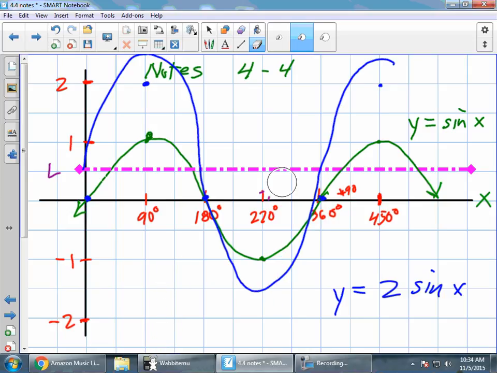What a mess. I got to clean this up. So yeah, I'm going to get rid of this one too.